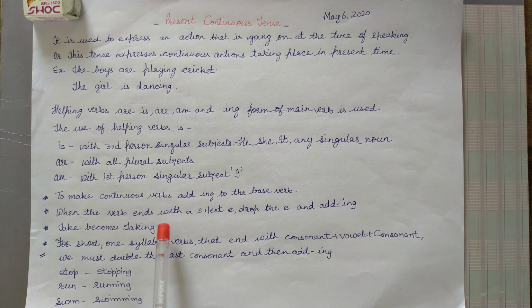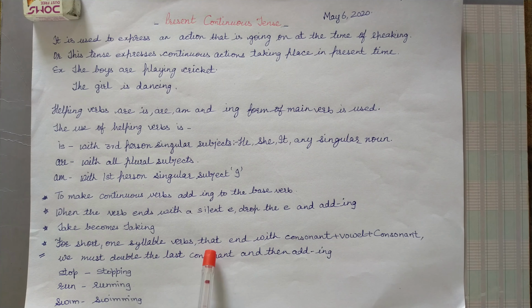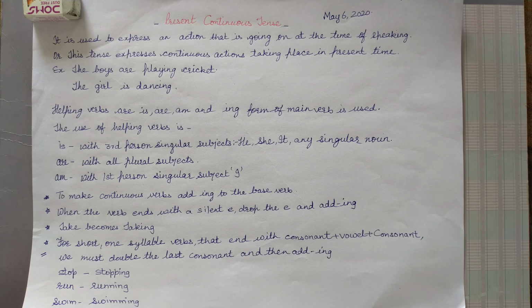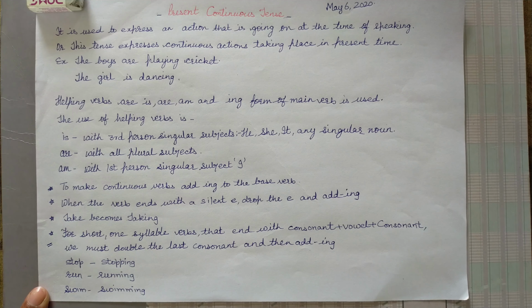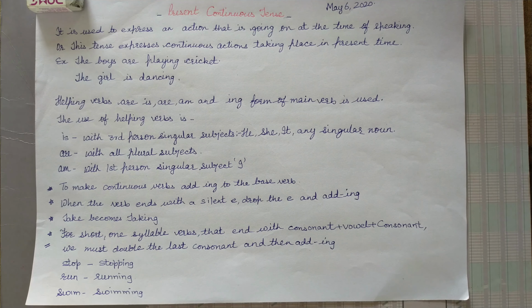The same rule. When the verb ends with the silent E, drop the E and add ing. Take becomes taking. For short, one syllable verbs that end with consonant plus vowel plus consonant, we must double the last consonant and add ing. Example, stop, stopping. Run, running. Swim, swimming.